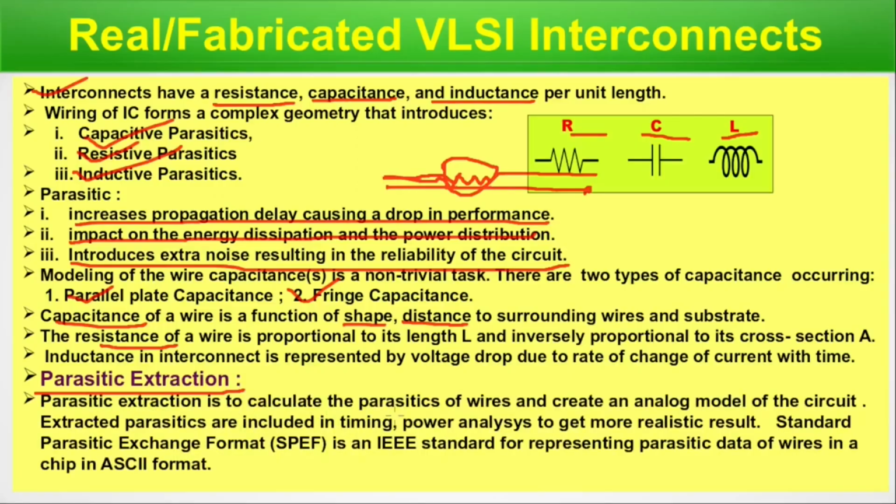Parasitic extraction is to calculate the parasitics of wires and create an analog model of the circuit. Extracted parasitics are included in timing and power analysis to get more realistic results. When we consider there is no realistic hindrance like resistance, capacitance and inductance, our study gives one result. And when we include all this delay, then performance will be completely different. Before sending the final layout to the fabrication unit, we need to analyze it from all angles so that after fabrication, after putting in all the money, it doesn't fail in the real world.